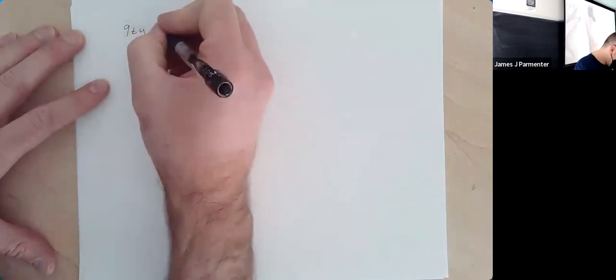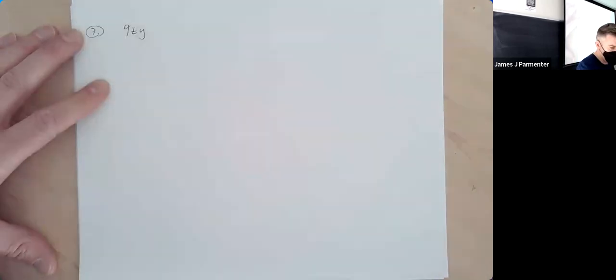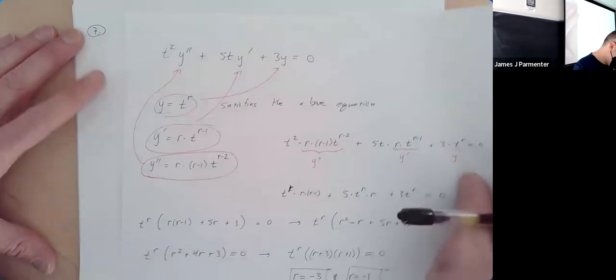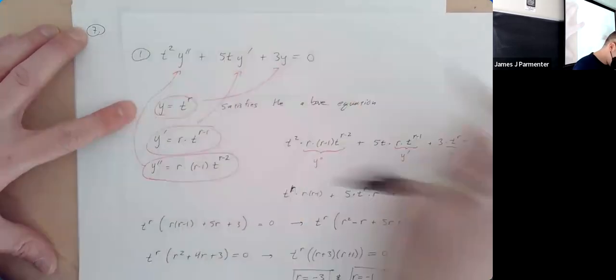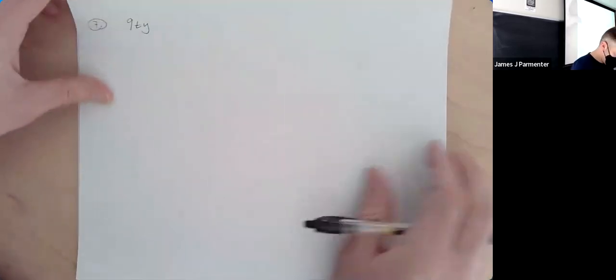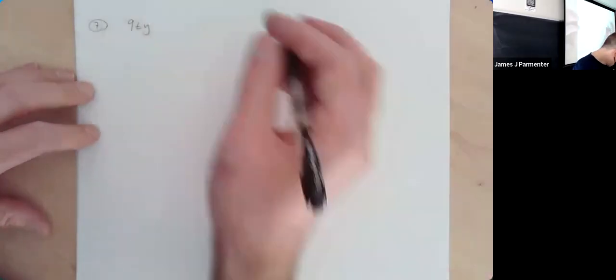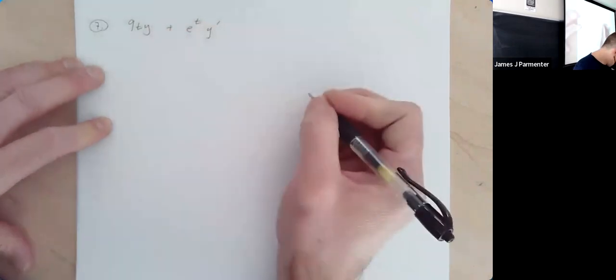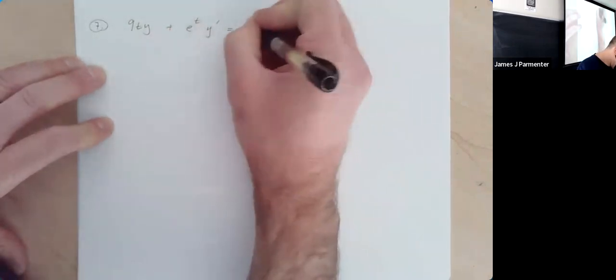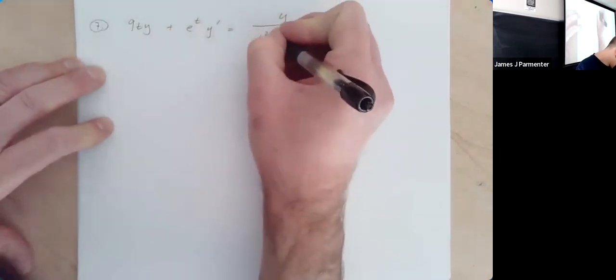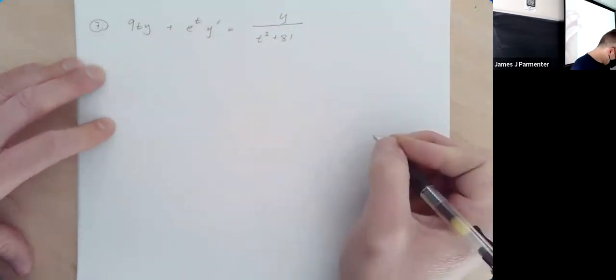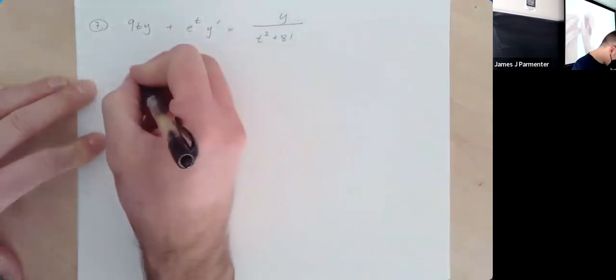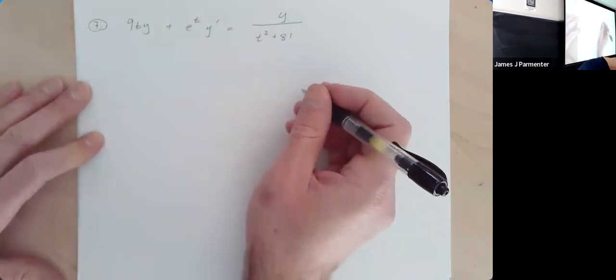So question 7 says, put the differential equation 9ty plus e to the t y prime equal to y divided by t squared plus 81 into the form. I can number these. I guess I can number the other one too. Number 1. I feel like I missed something. Nope, I'm not. It's just written really out of order.